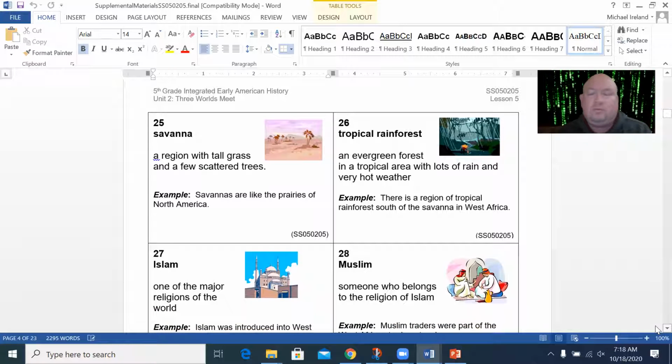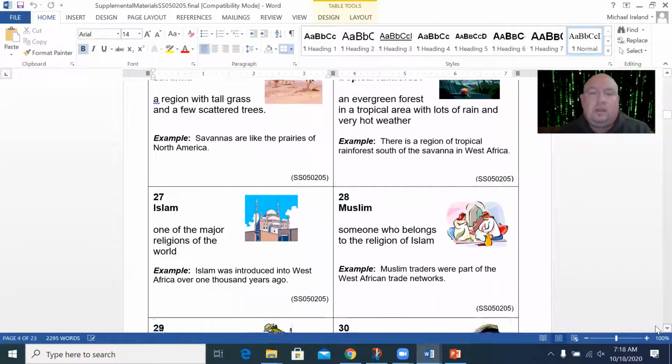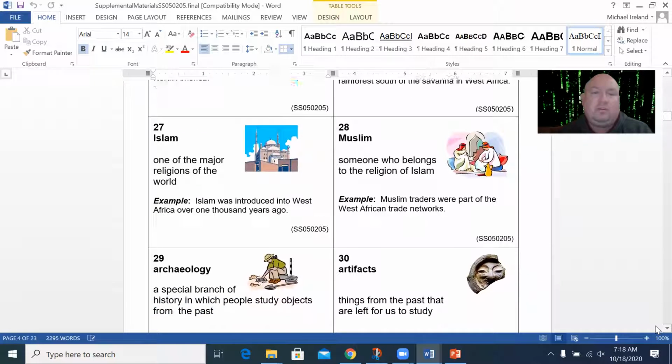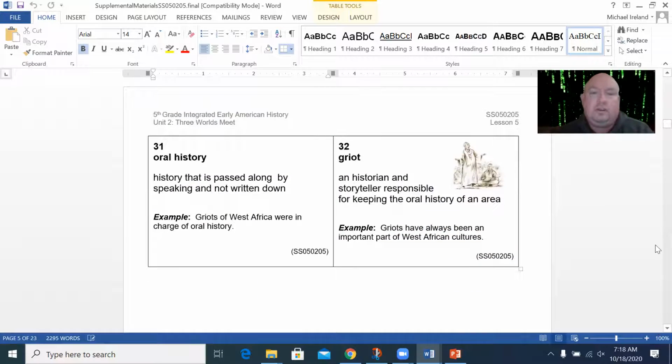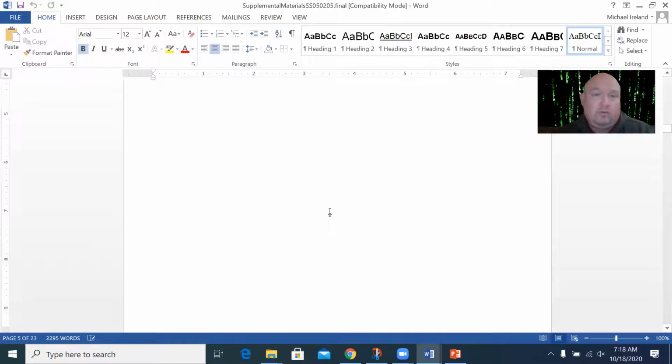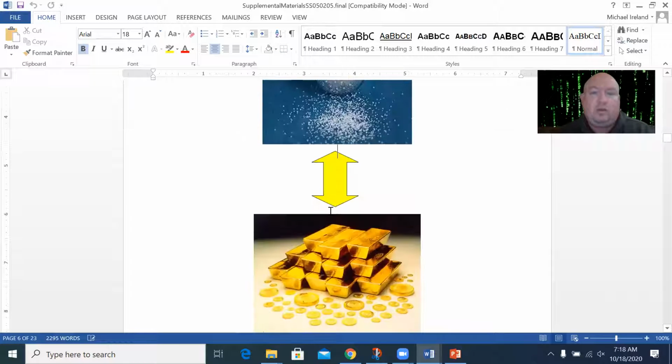Islam is one of the major religions of the world, and a Muslim is someone who follows that religion. Let's keep going here. A griot is a historian and storyteller responsible for keeping the oral history of an area. That's pretty important to know too. That was in there. We saw salt for gold. That was a huge trade.